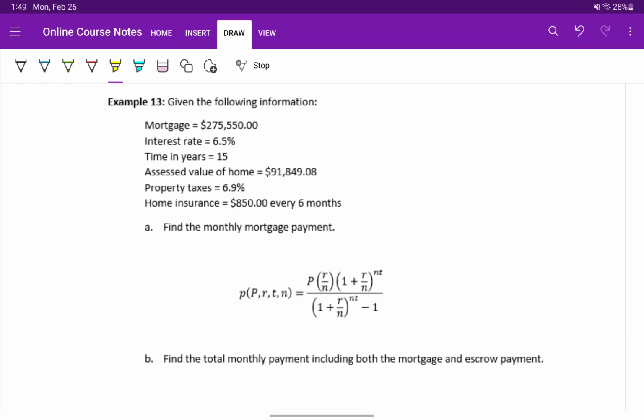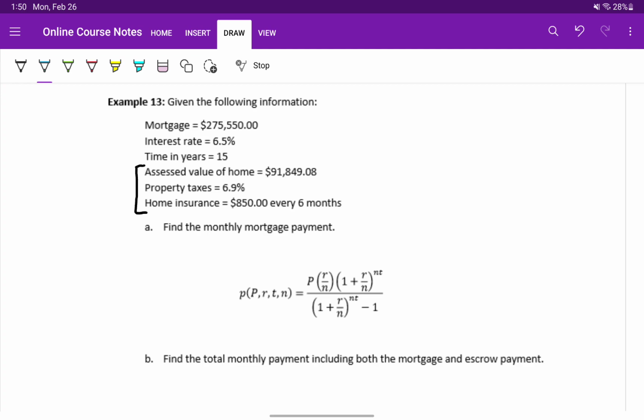In example 13, we want to consider a similar problem, but now we're going to bundle in what's called escrow. So escrow takes your monthly mortgage payment and adds in your property tax and home insurance, and again bundles all that together into a single monthly payment, where then the funds are distributed out to the city, the town, as well as your insurance company. So you're just paying a single amount and all of those other costs are being covered.